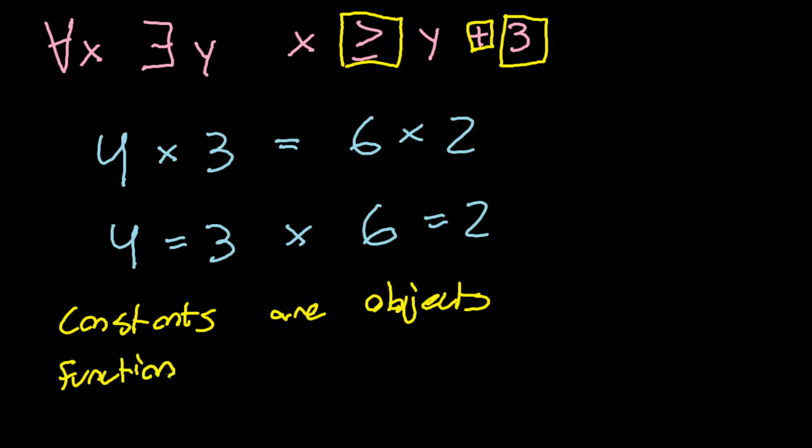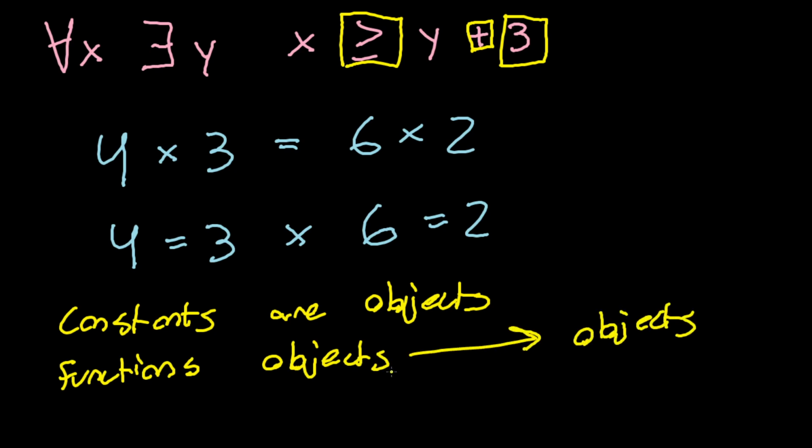Functions take objects and they produce objects. And if the objects thing confuses you, let's just call it a number. But in different fields of math, the objects are different things. In geometry, the objects are points and lines and planes, right?